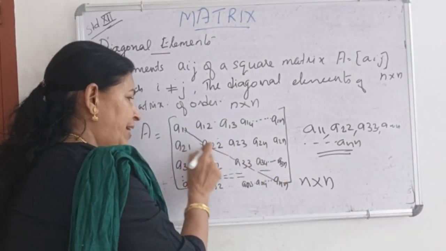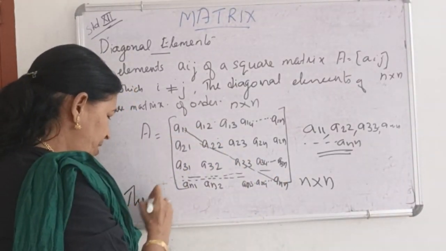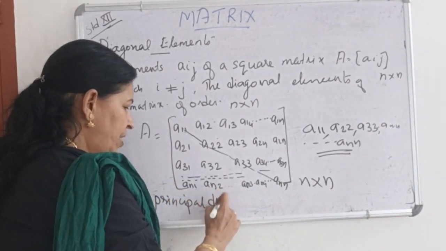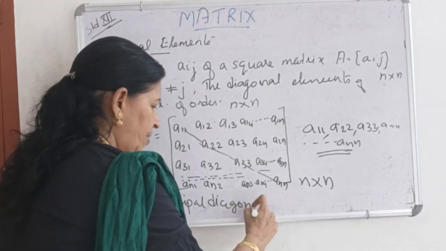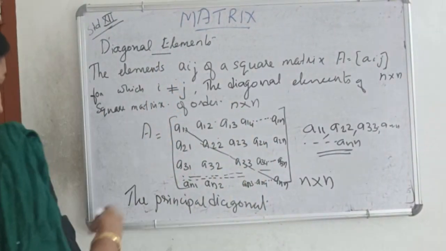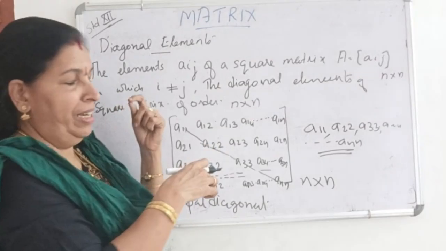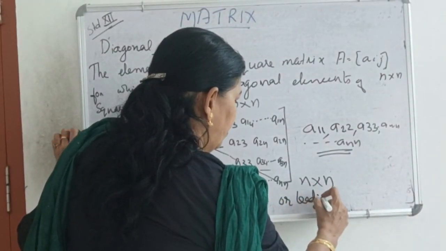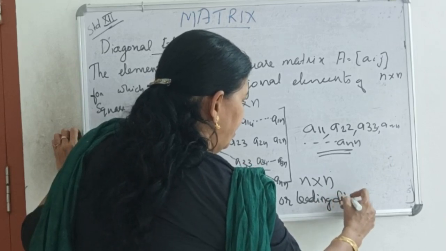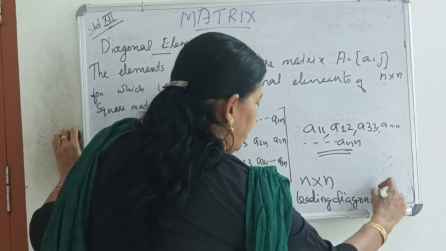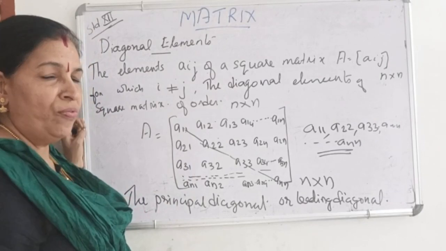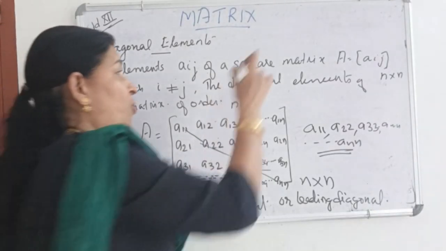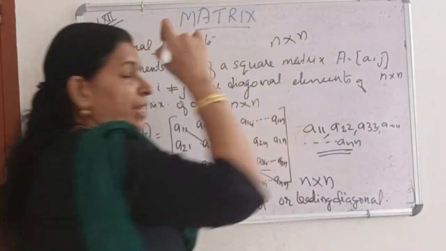This diagonal is known as the principal diagonal of a square matrix, or leading diagonal. We consider a square matrix having n rows and n columns. Then the order of that square matrix is n by n.